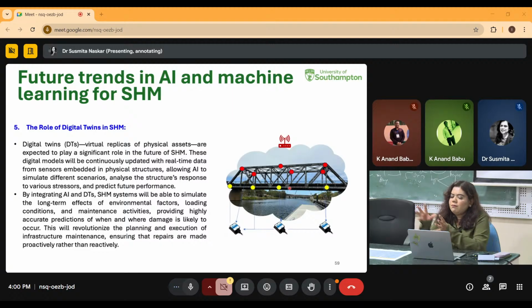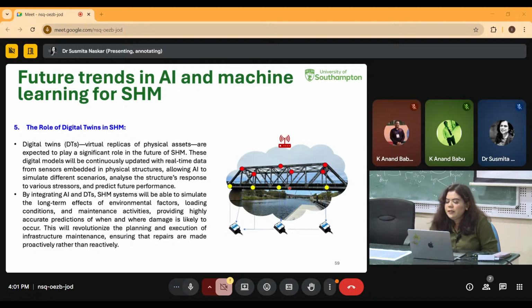So basically you are making a DT, or digital twin, of a real-life structure, but that real-life structure, with the sensors, is feeding data continuously to the DT to keep it updated in real time, right? And this provides a highly accurate prediction of when and where the damage is likely to happen. So that's where DTs are being used.